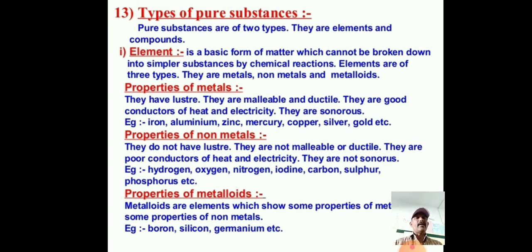So these are all the examples of metals. Next we are discussing properties of non-metals. So what are the properties of non-metals here? They do not have luster. So you can see any non-metal, for example here oxygen, hydrogen, nitrogen, iodine, carbon, sulfur, phosphorus, etc.